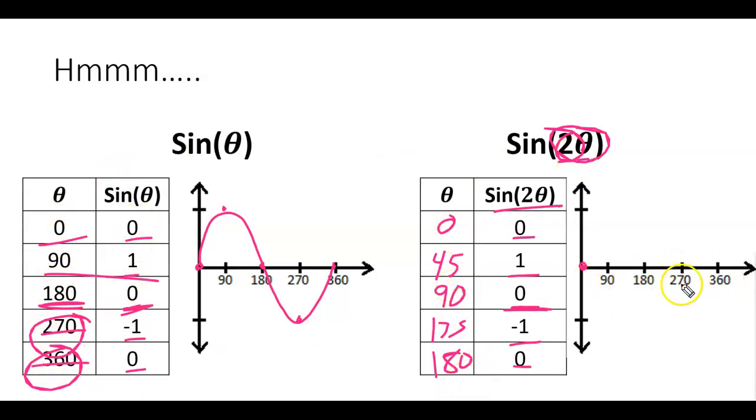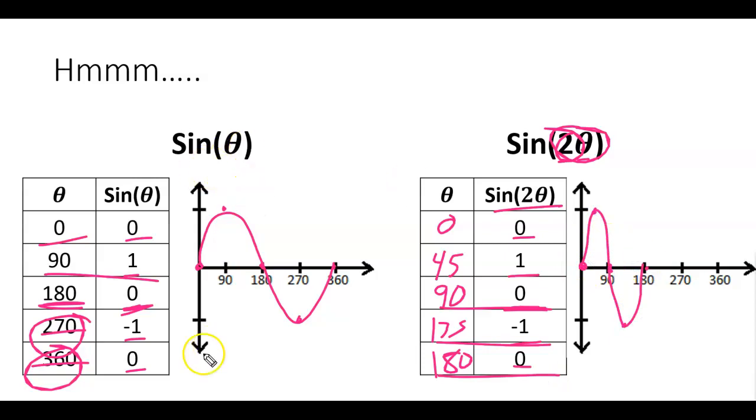Let's see what effect that has on our graph over here. We already plotted 0, 0. Let's do 45, 1. Now 45 is in between 0 and 90, so it's going to be right about here. And then 90 gives me 0. 135 gives me negative 1. Now 135 is between 90 and 180, so it would be right about here. And then finally 180 is 0.